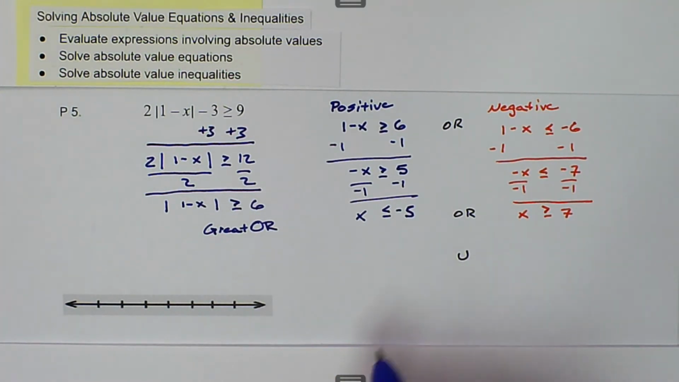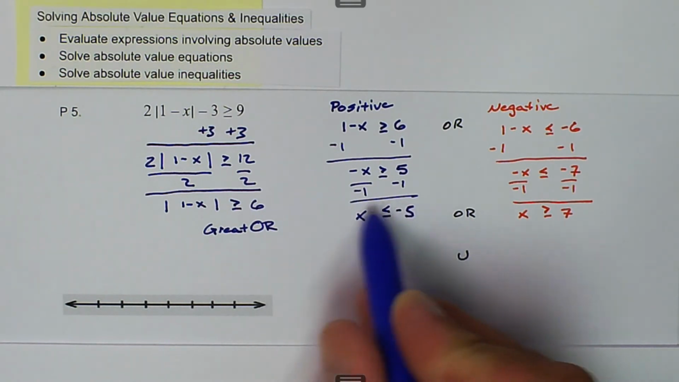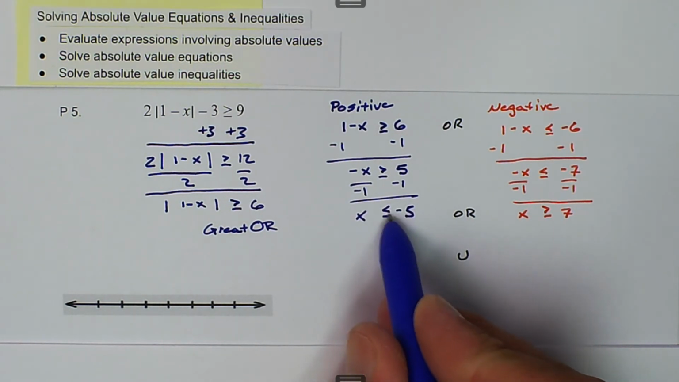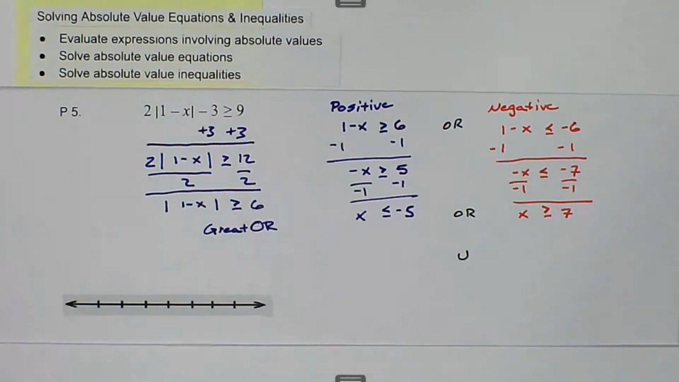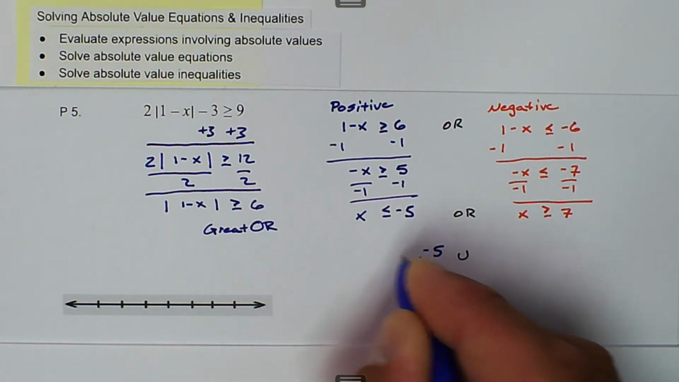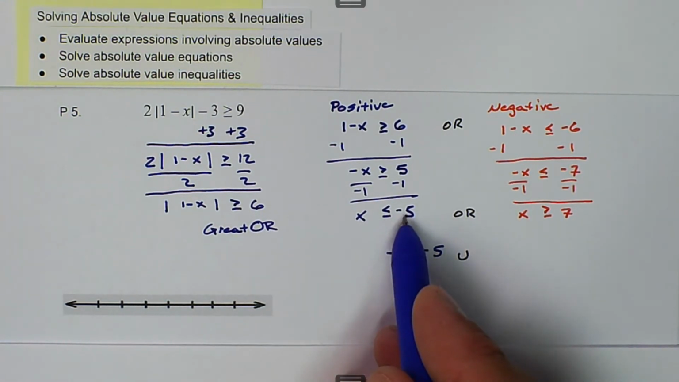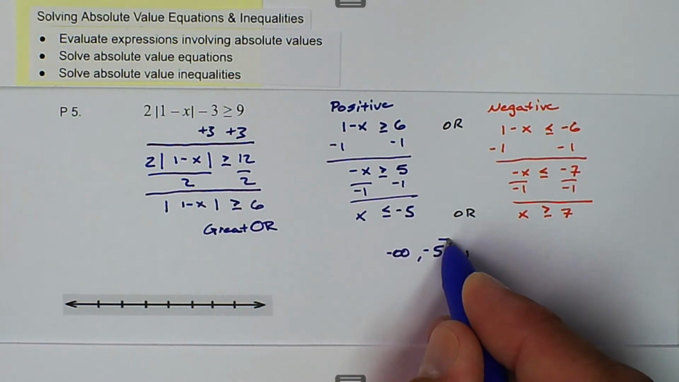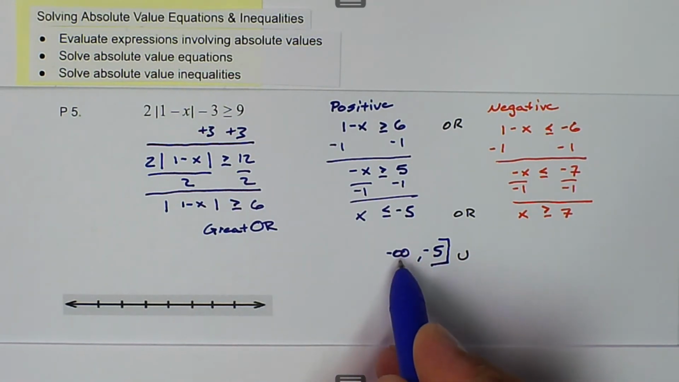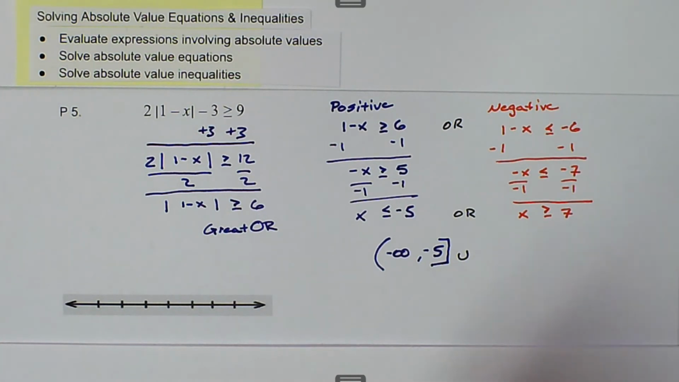We can write it in interval notation as well. Negative 5 is the largest part of this inequality over here, and that arrow means it's going to negative infinity. So from negative 5 to negative infinity. The negative 5 is included because of the equal sign, so we use a bracket there. The negative infinity is not included, so we use a parenthesis.